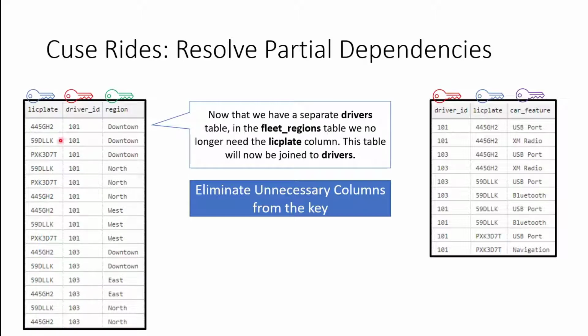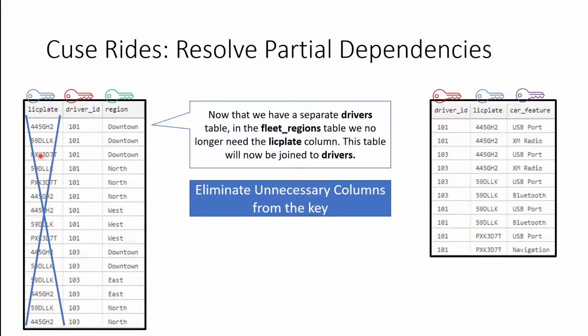For example, now that we have a separate drivers table, we can address the fact that this license plate here is not necessary to determine the driver's region, right? If you look back here, driver 101 downtown, the reason it's here 3 times is because it's 3 different cars. But the car has no dependency on the region. The region can be derived just from the driver's ID. Okay, we don't need the license plate to do that.